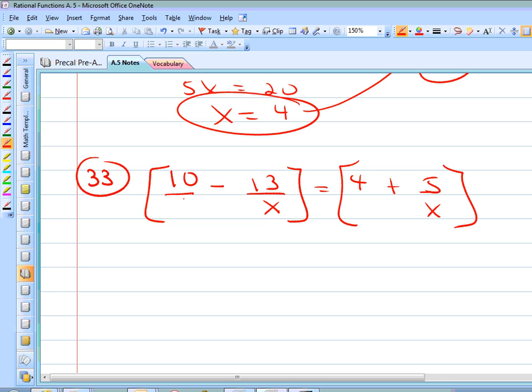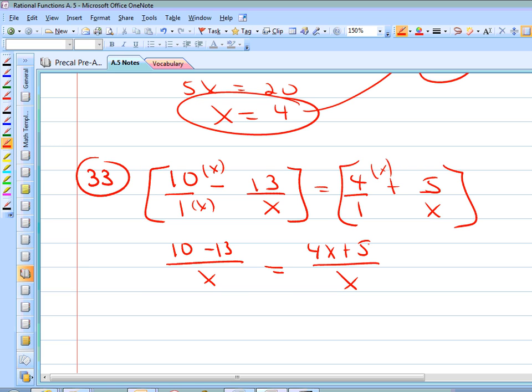All right, so we're going to put 10 over 1, and we're going to put 4 over 1. The common denominator here would be an x. So this 10 would need to be multiplied by an x at the top and the bottom. So we would get 10x minus 13 equals, on this side, our denominator would also be an x. We'd multiply by an x at the top, and so we'd have 4x plus 5. Now, here's another one of those things. If you will push pause in your brain long enough and think about what you're doing, the denominators are already the same.